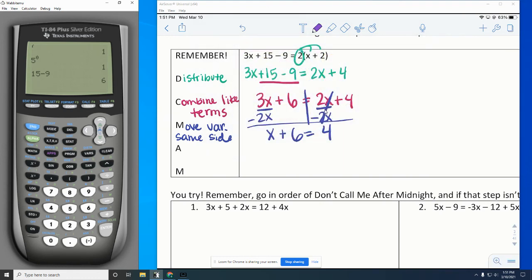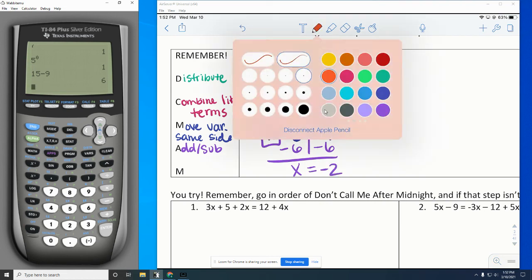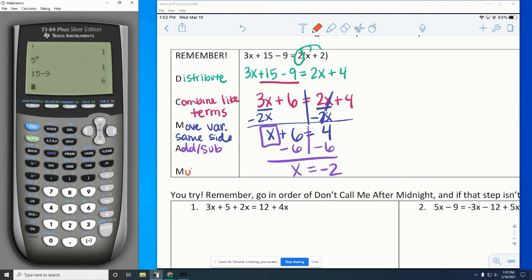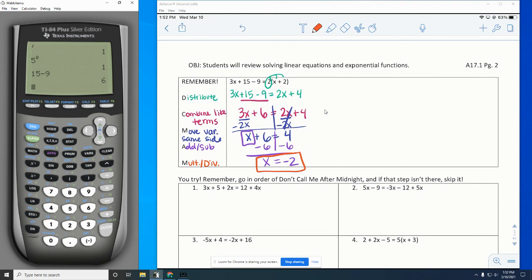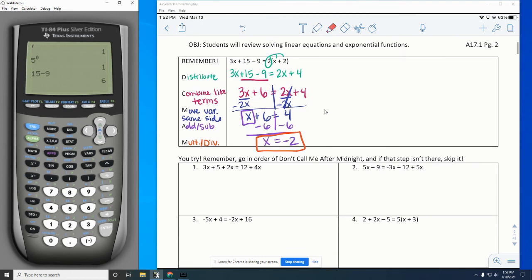Next, we add or subtract the numbers. So we would move the negative 6 to the other side, and x equals negative 2. The last M is for multiply or divide. There is no number in front of x. It's a ninja 1, so we don't need to do that step for this problem. So x equals negative 2 is my answer.